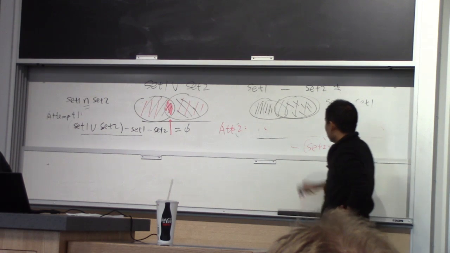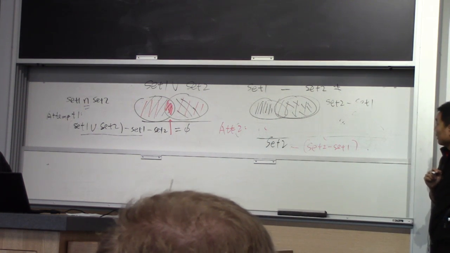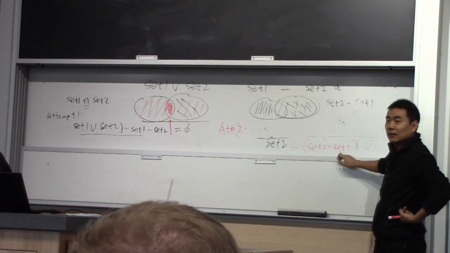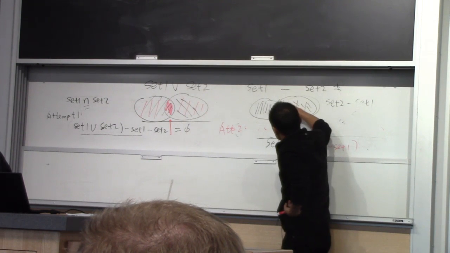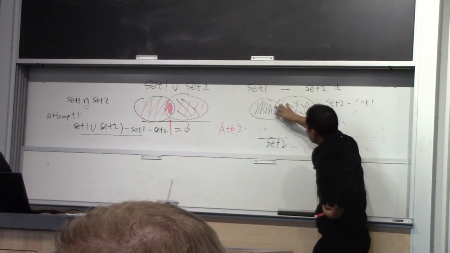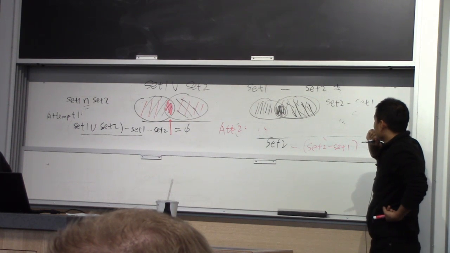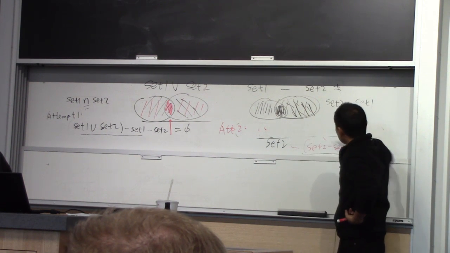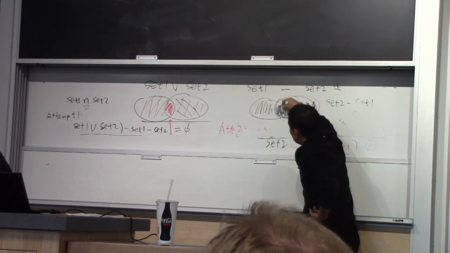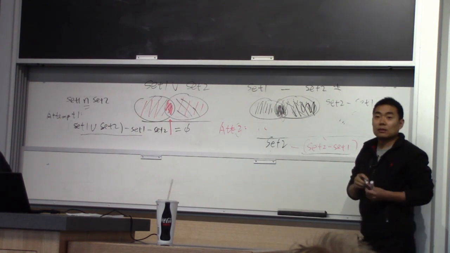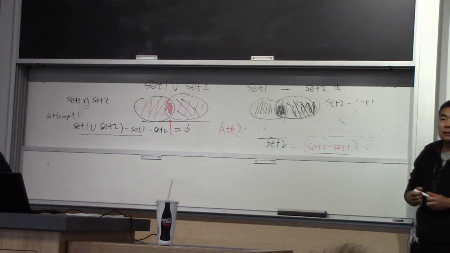Okay? So what you said is essentially this. Is this right? Now this works, right? Because set 2 minus set 1 is this part. And you use set 2 minus this, that gives you exactly the intersection part. So it's right, but it doesn't have to be that complicated.